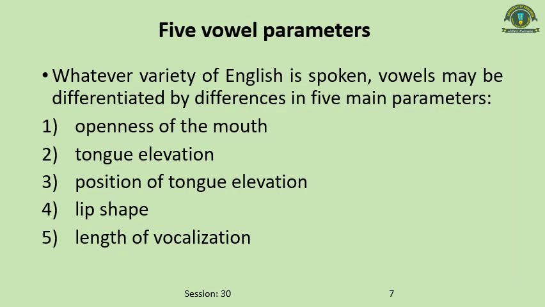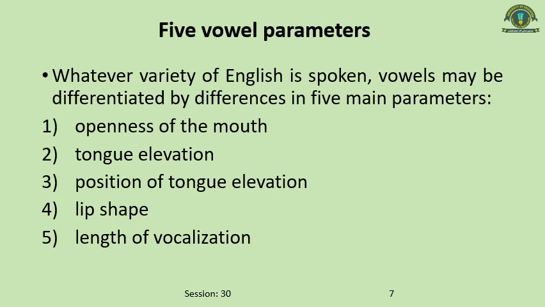Now I would like to elaborate these parameters, and these are known as the 5 vowel parameters. I want you to read the statement first of all. It says, whatever variety of English is spoken, vowels may be differentiated by differences in 5 main parameters. That's very important to understand. Whatever variety of English. But this time we are not talking about the varieties of English spoken all around the world. We are focusing on the model of English, whatever the model is available. Because we are talking about vowel sounds in the English language, since we are very much in the middle of understanding the phonology of English.